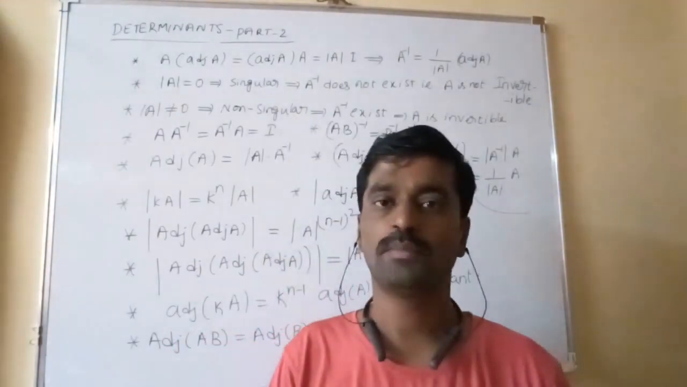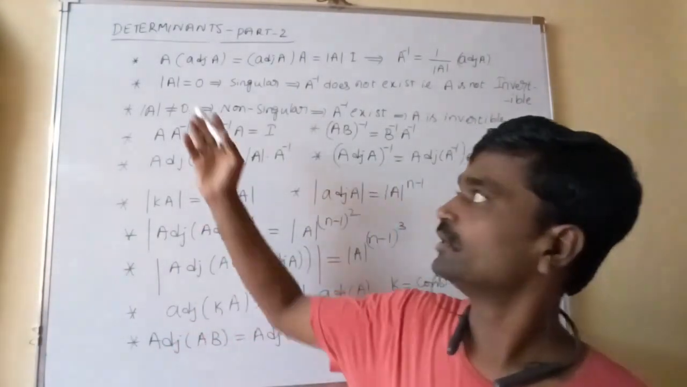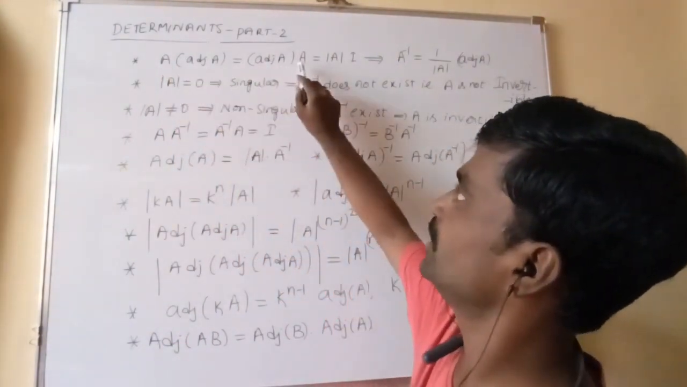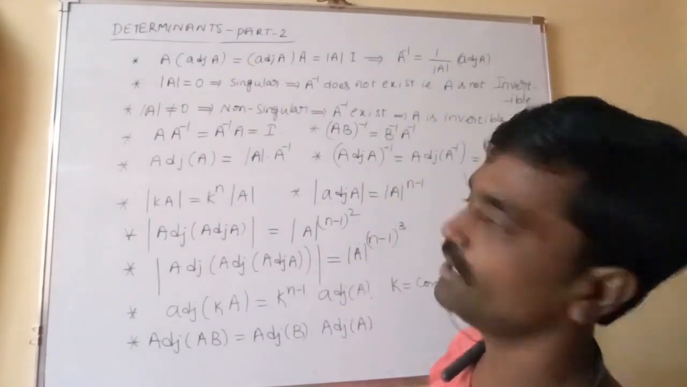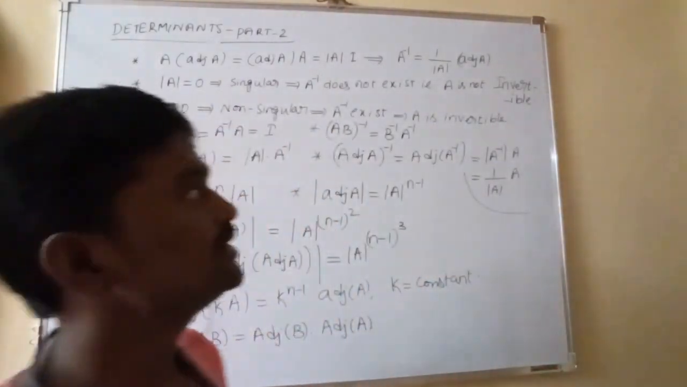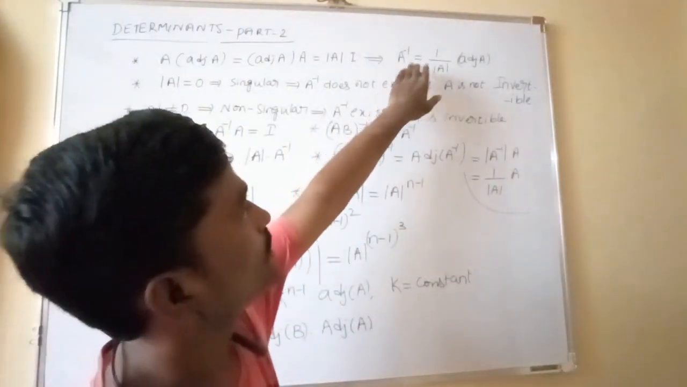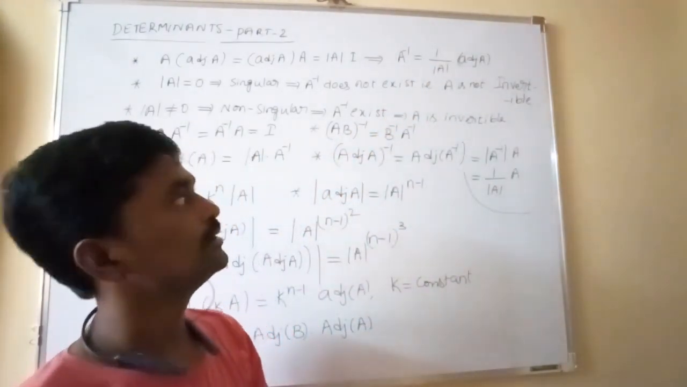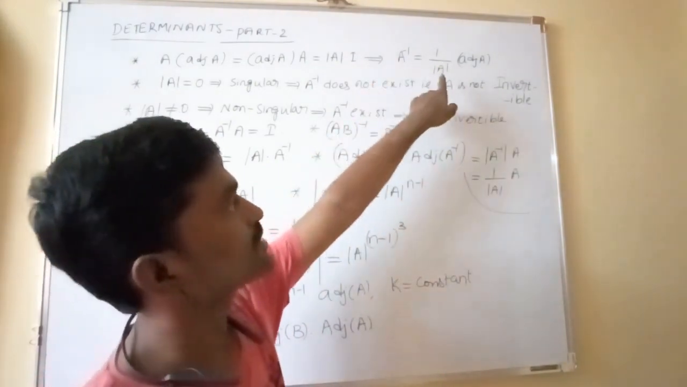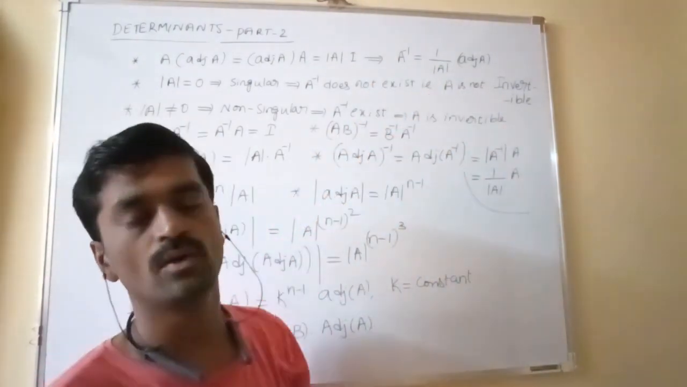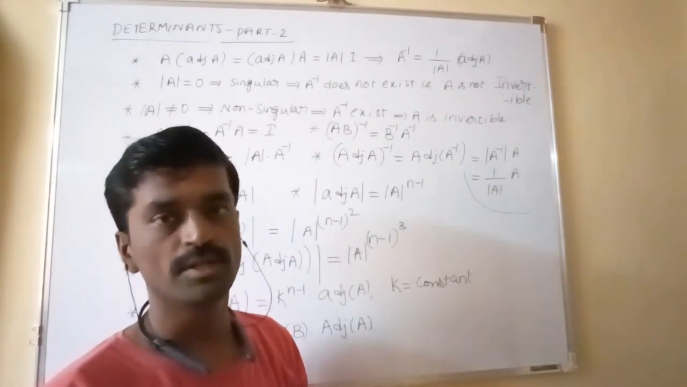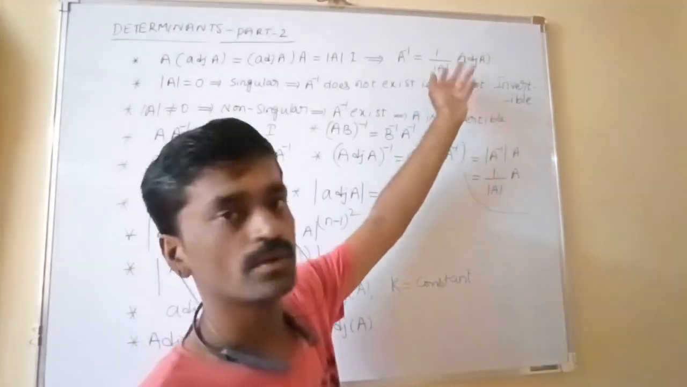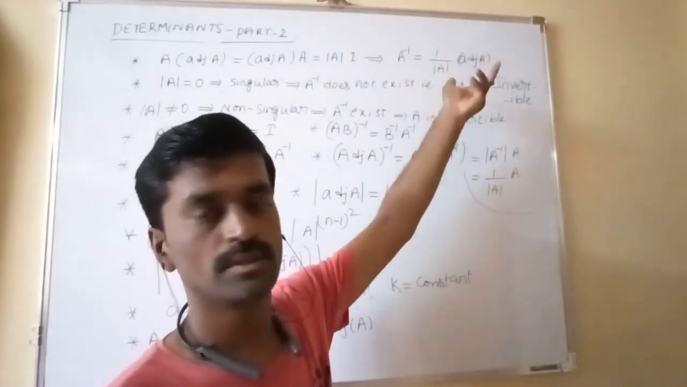So, Determinants Part 2. In Part 1, I discussed this formula: A into adjoint A is equal to adjoint A into A is equal to det A into I. From this result, we will get A inverse is equal to 1 upon det A into adjoint of A. A inverse exists, or is meaningful, when det A is not equal to 0. If det A is equal to 0, then A inverse does not exist. See, something by 0 is undefined. So, A inverse does not exist.